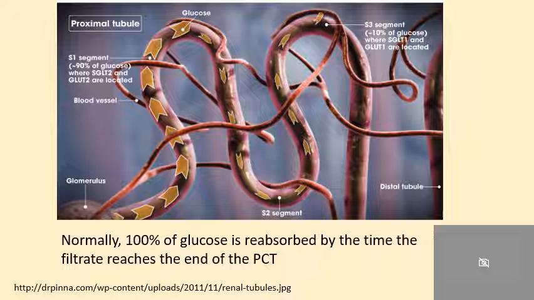So as this filtrate proceeds away from the glomerular capsule through the proximal convoluted tubule, glucose is being reabsorbed, and reabsorbed, and reabsorbed, so that glucose is leaving the filtrate and entering the peritubular capillaries, such that by the time we get to the end of the proximal convoluted tubule, and now we're at the beginning of the loop of the nephron, there is no more glucose remaining in the filtrate. 100% of the glucose has been pulled out of the filtrate and has moved into the blood in the peritubular capillaries.